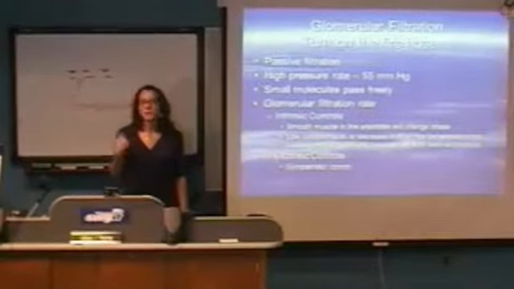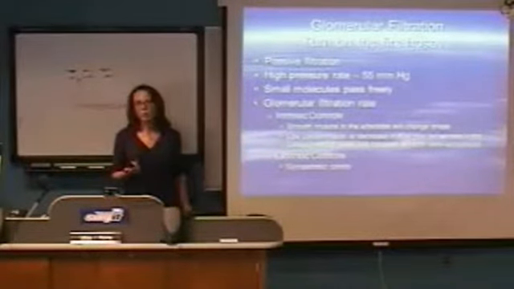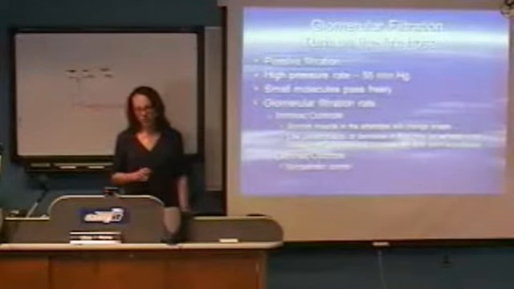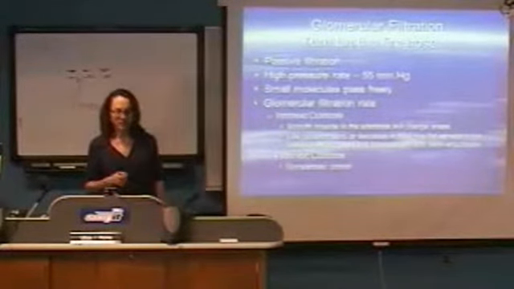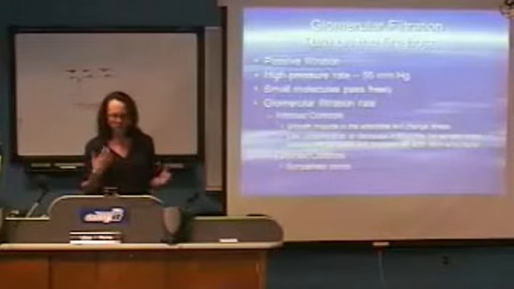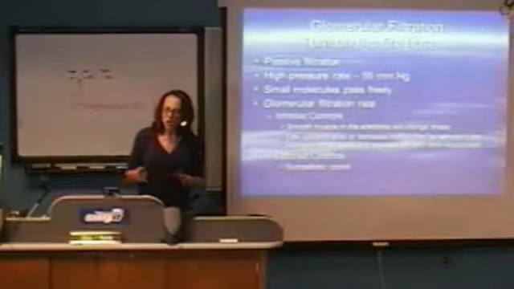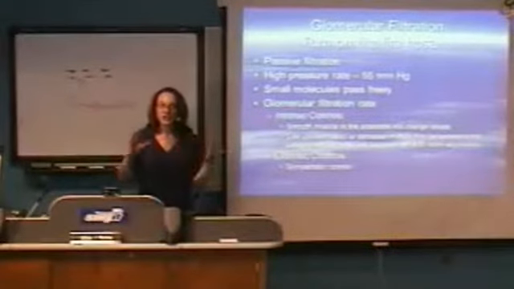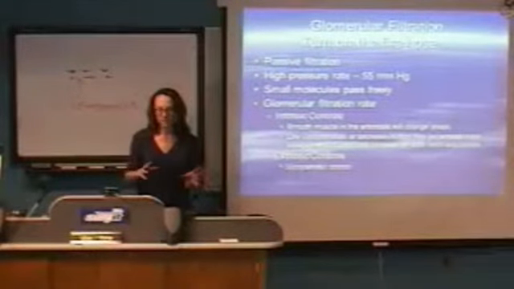Glomerular filtration is passive, which means there are no pumps that use ATP or energy. It has a high pressure rate, about 55 millimeters of mercury. Small molecules pass freely. We've touched upon all this, okay? So, how we change the pressure is something we haven't talked about.